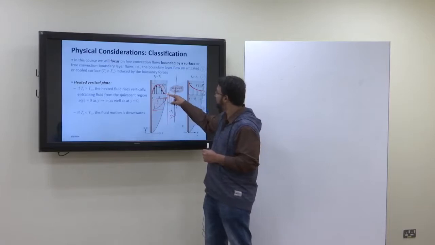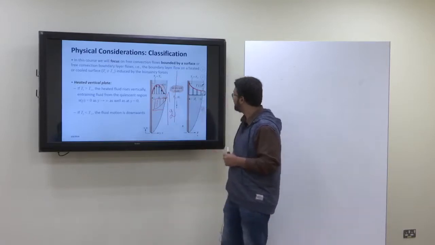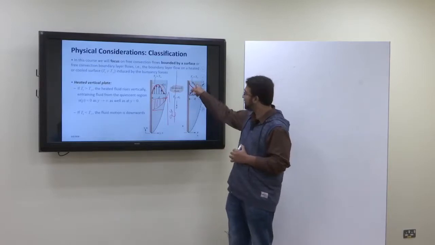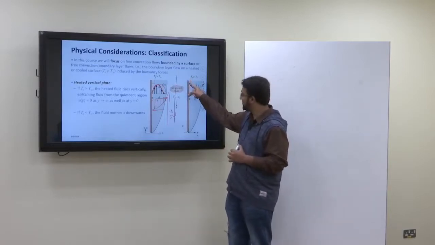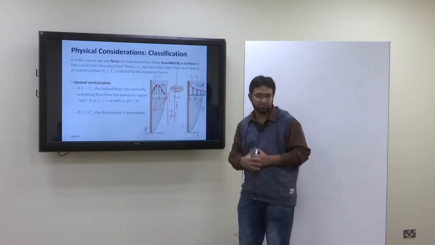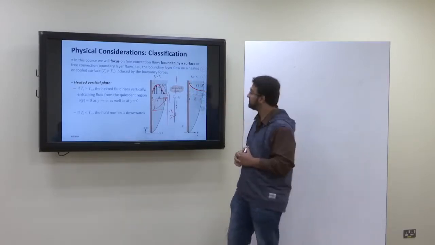So this is how the velocity gradient would look on a vertical plate. This is how the temperature gradient will look. We have a hot temperature here, and then the temperature keeps dropping until it becomes equal to the temperature of the ambient air.